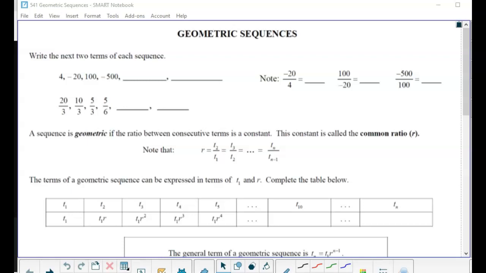So it says in the first thing, just write the next two terms of each sequence. Right away, you know that it can't be arithmetic because it's alternating between positive and negative. Okay, so there's no way you can do that with an arithmetic. And so take a look. What are you multiplying 4 by to get negative 20? Well, you're going to multiply by negative 5 and then by negative 5. So keep doing that here. So that's going to be positive 2,500 and then negative 12,500.